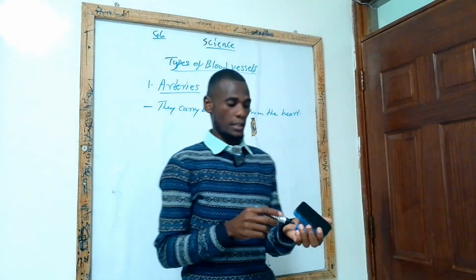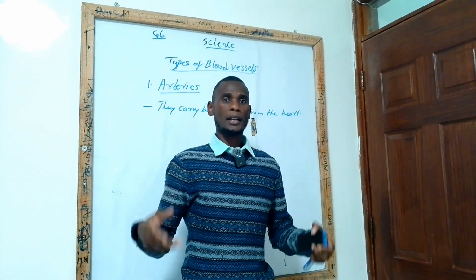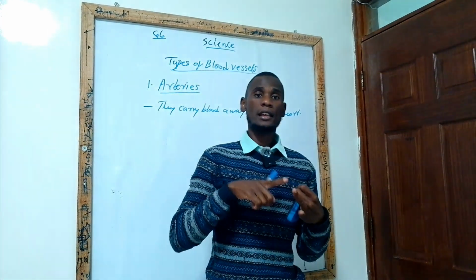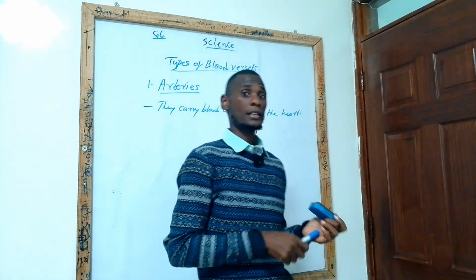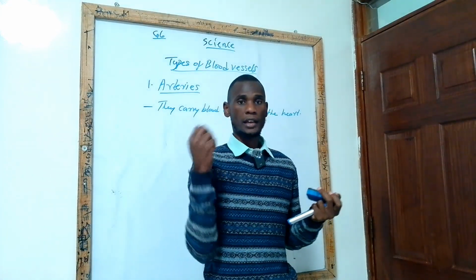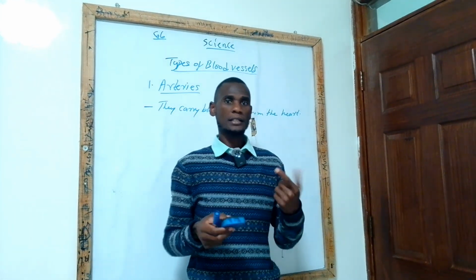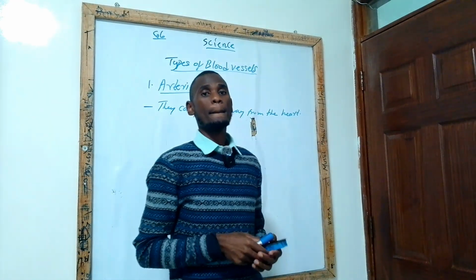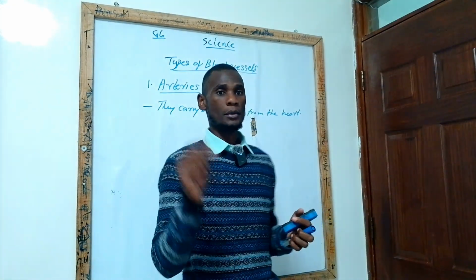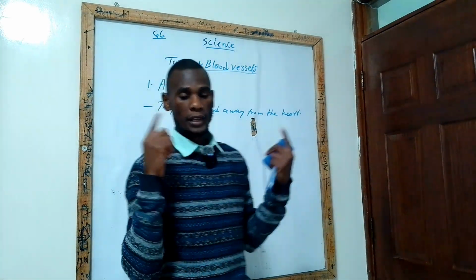So when we are looking at the structure of the heart, we talked about those blood vessels that carry blood away from the heart, and that is pulmonary artery and the aorta. So aorta is the main artery. So all of them carry blood out of the heart. The pulmonary artery carries blood from the heart to the lungs. The aorta carries blood from the heart to all parts of the body. So that is the first characteristic. So they carry blood away from the heart.